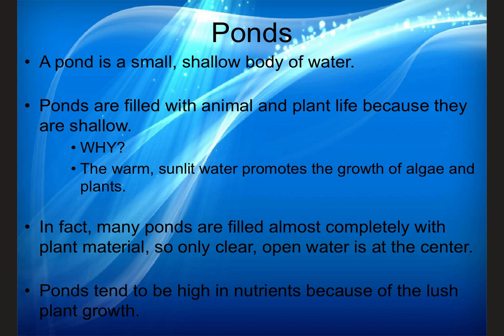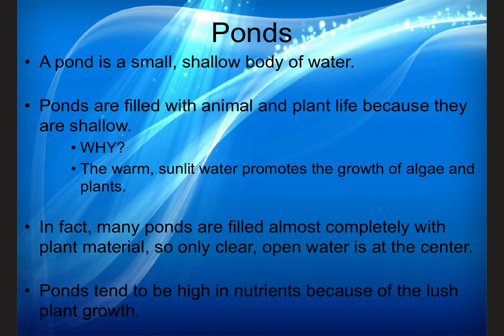They're not very deep. Ponds are filled with animals and plant life because they're shallow. Why do you think that is? Well, it breaks it down here. The warm sunlit waters promote growth of algae and plants. This in turn turns into food for other fish, which are in turn food for larger fish. So, in fact, many ponds are filled almost completely with plant material. So only clear, open water is at the center, where it's normally the deepest.